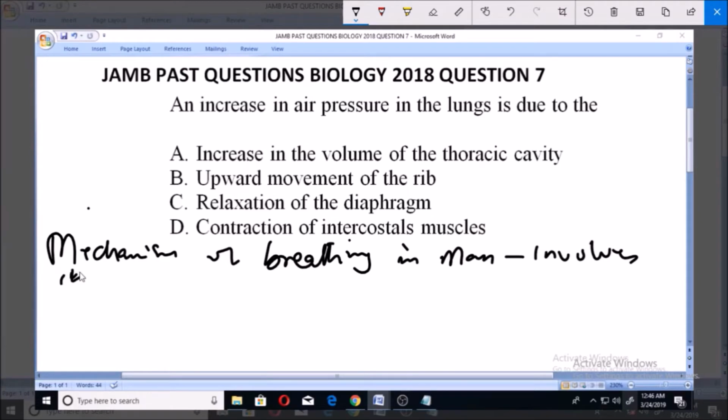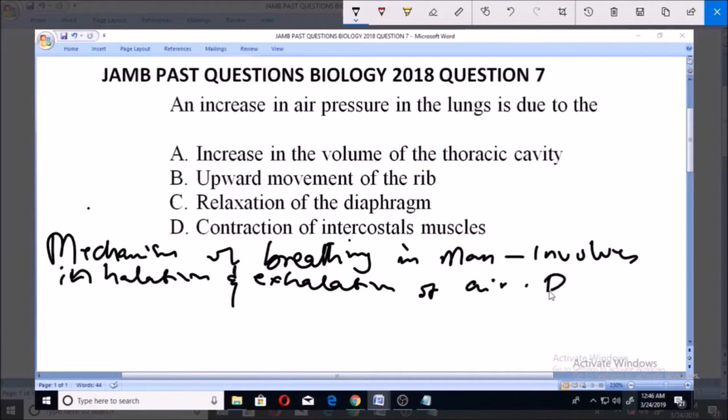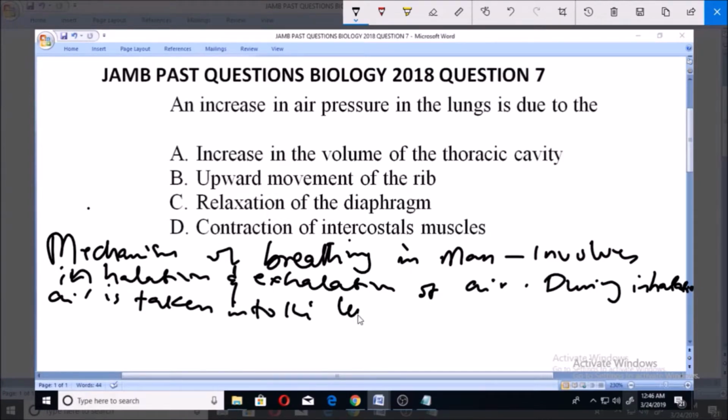That's what breathing is all about in human beings: inhalation and exhalation. That's breathing in and breathing out of air. Inhalation means breathing in, exhalation means breathing out. Now, what actually happens during inhalation? During inhalation, air is taken in into the lungs. That's what happens during inhalation.